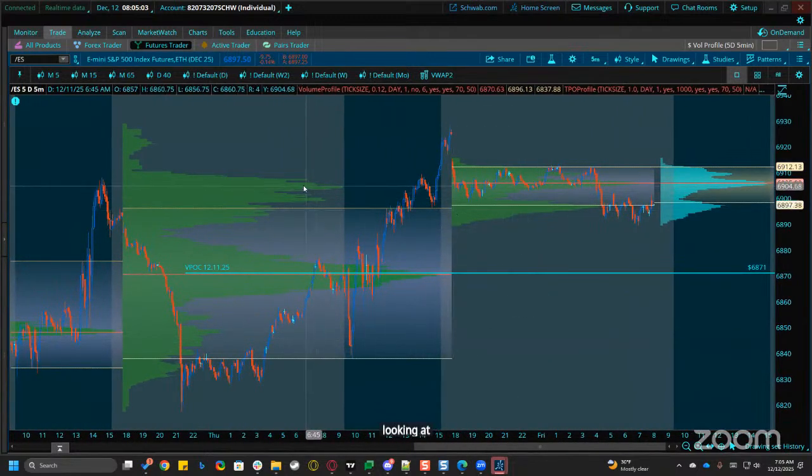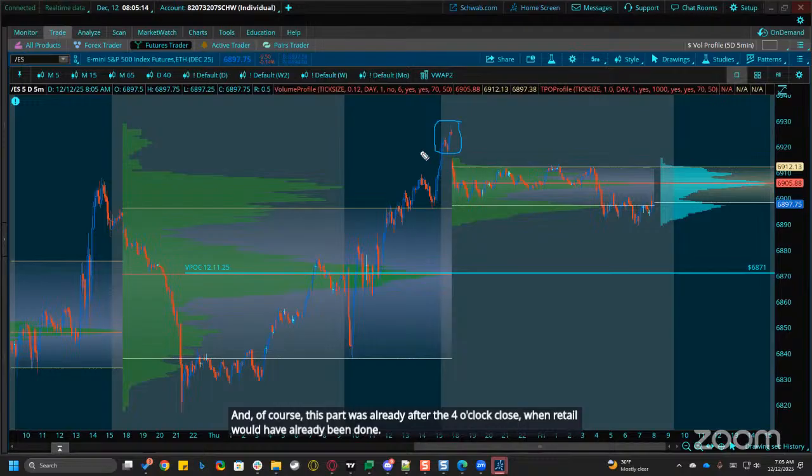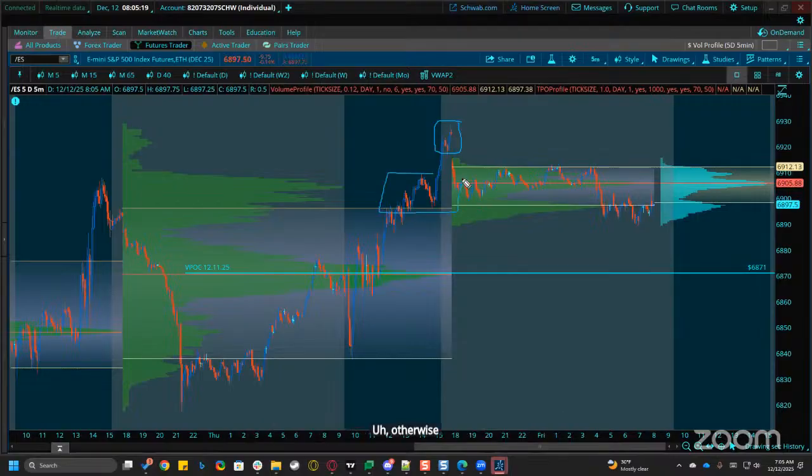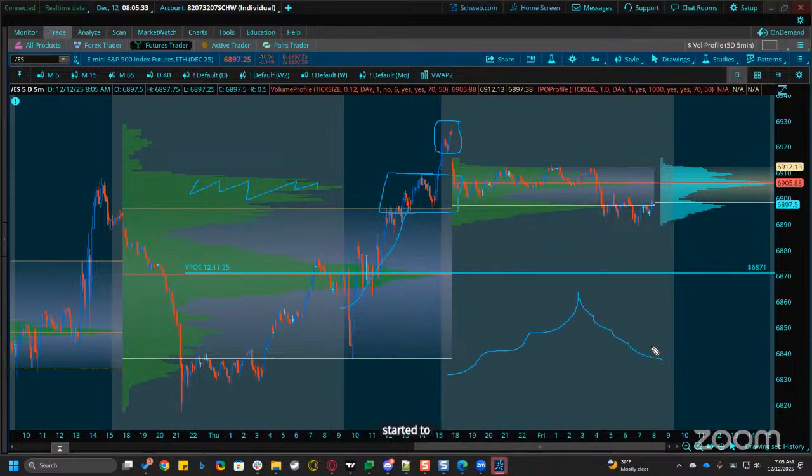Looking at yesterday, we were talking about, did sellers come in? And of course, this part was already after the 4 o'clock close when retail would have already been done. You have to have a larger account to be able to trade in that spot. Otherwise, the bulk of the selling came in right there. So we ran up into the sellers, which is different than what we were seeing on the other time frame, because it looked like we had run up and just got exhausted and started to come back down. That's different than running into a bunch of sellers and then working through those sellers and pushing even higher.